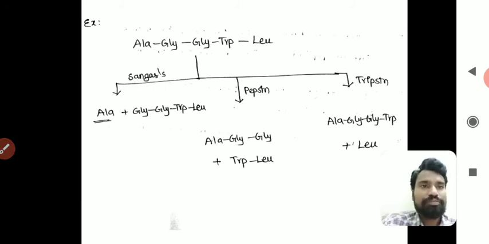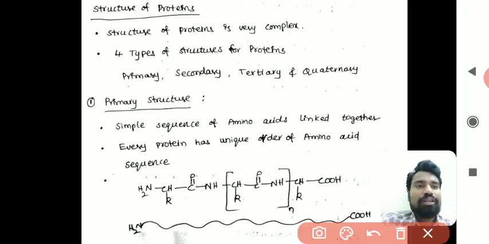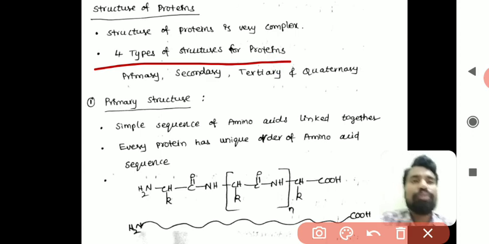protein sequence. The next topic is the structure of proteins. Proteins are complex molecules because they have a large number of amino acids attached with peptide bonds. As they have a large number of amino acids, the structure of proteins is automatically very complex, right? Proteins have four different types of structures: primary structure, secondary structure, tertiary structure and quaternary structure. So four types of structures are there for proteins.